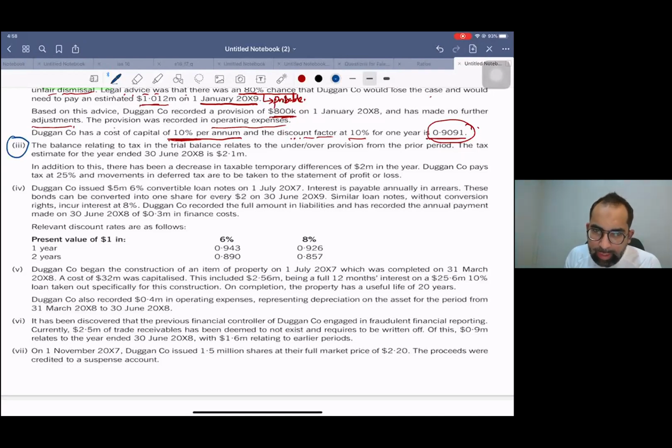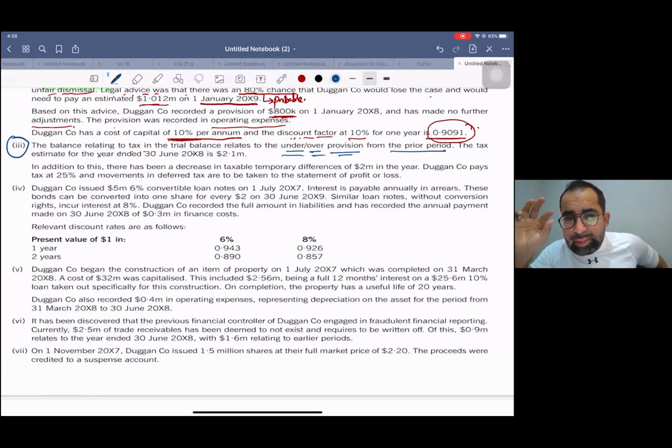The balance relating to tax in the trial balance relates to the under or over provision from the prior period. Okay, wait. They have openly told you that the balance in the trial balance is under or over provision. Now what's the identification of under or over? Under provision is an expense, it comes on the debit side. Over provision comes on the credit side.